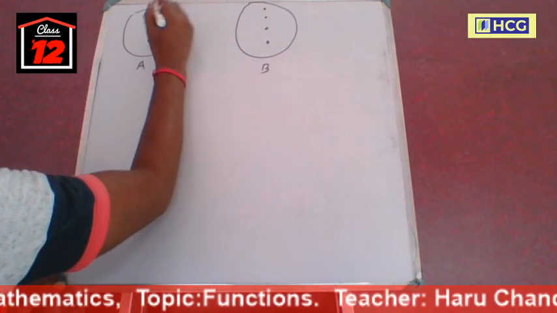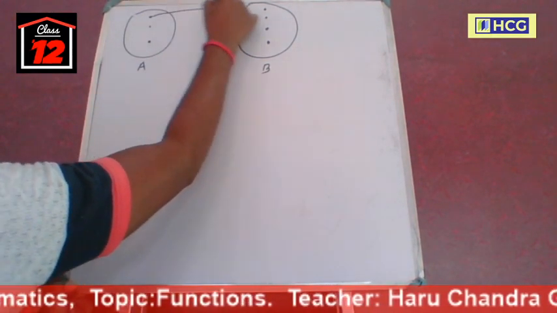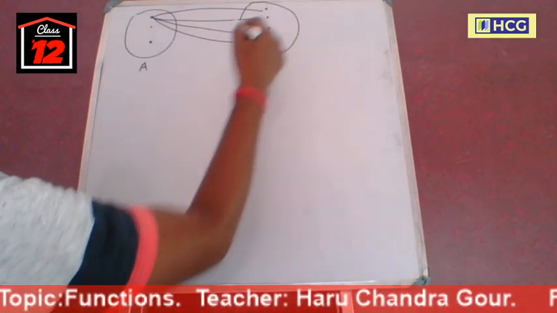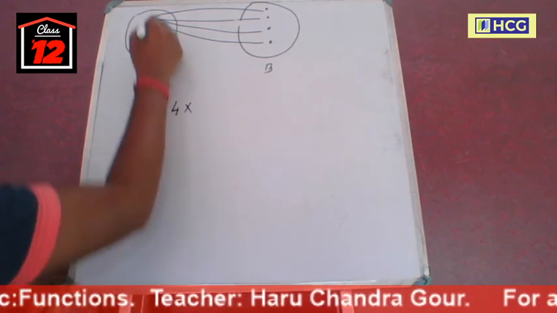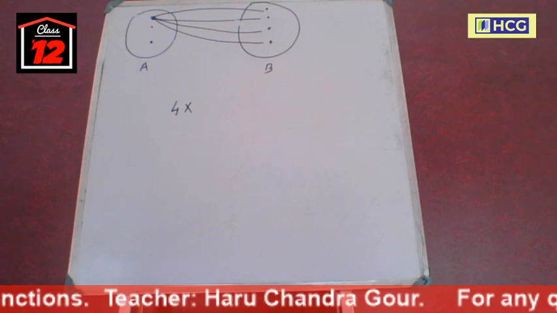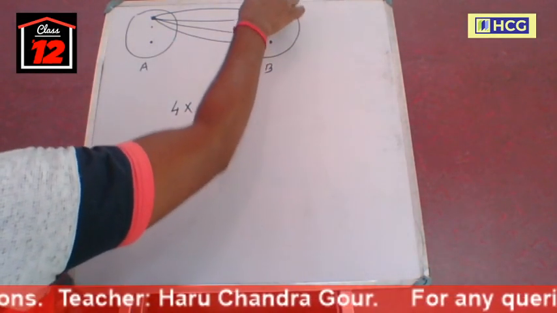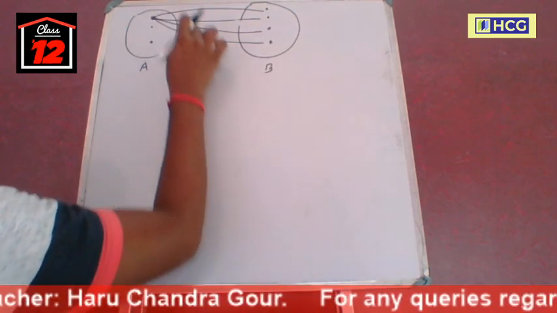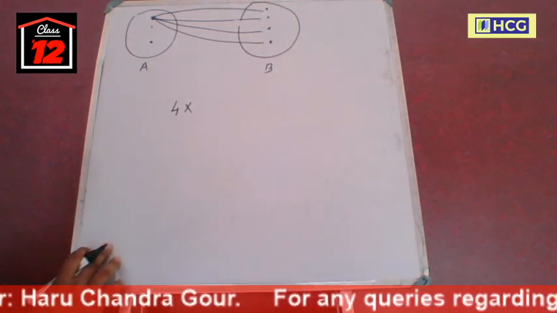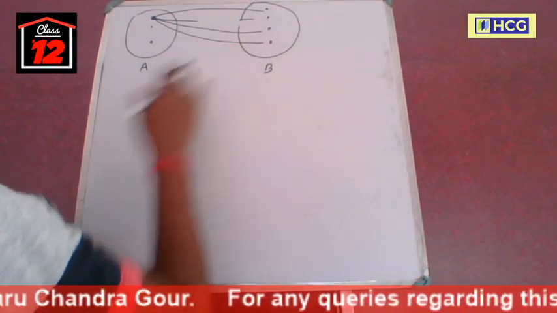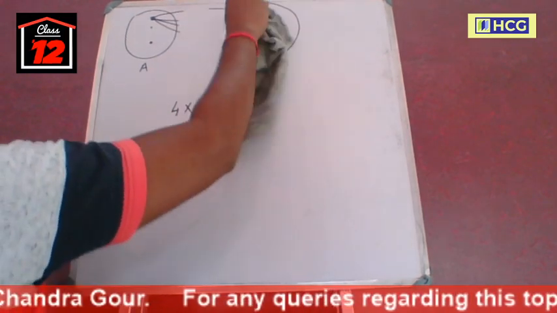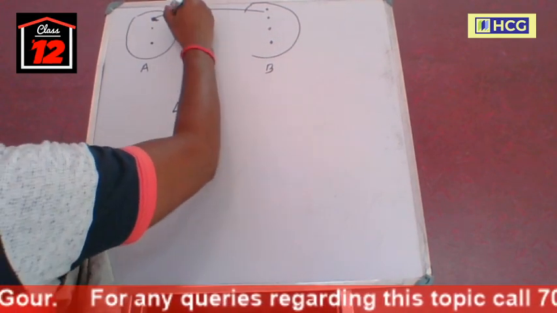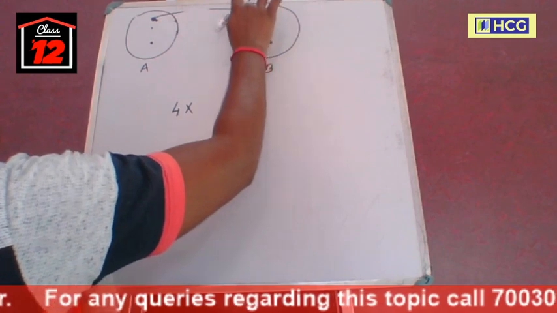Now this element is mapped to any one of these. How many ways? In 4 ways. So this element is mapped to any one of them. The total number of elements in the codomain set is 4. So this element is mapped in 4 ways. So let this element be mapped to any one among them. So one element is fixed. Now this element is fixed.